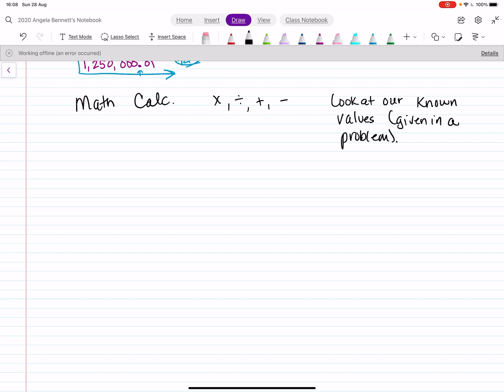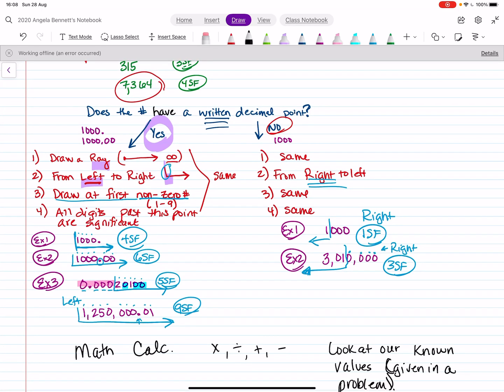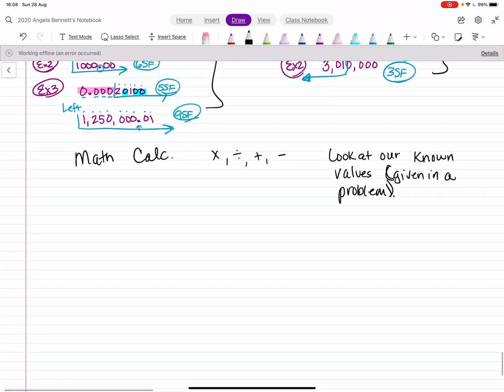But the first thing you have to do when you are looking at your knowns is determine how many sig figs each one of them has. So that's the previous video that I did. How many sig figs does each number have? You should have at least two numbers in order to do a math function with them.